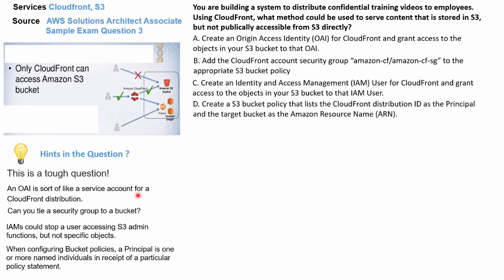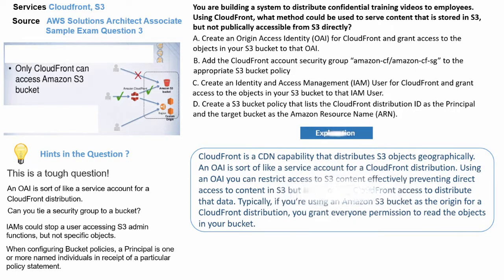So I'm just going to throw up another more detailed explanation of what CloudFront is and how an OAI ties into CloudFront. This is from AWS documentation. CloudFront is a CDN capability that distributes S3 objects geographically. An OAI is sort of like a service account for a CloudFront distribution. Using an OAI, you can restrict access to S3 content, effectively preventing direct access to content in S3, but still allowing CloudFront access to distribute that data.